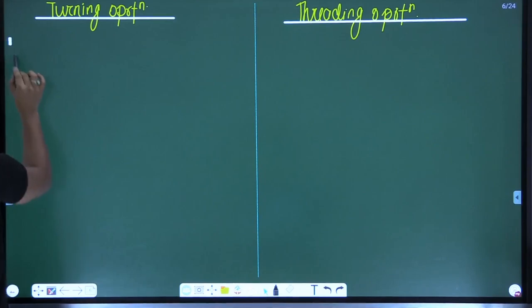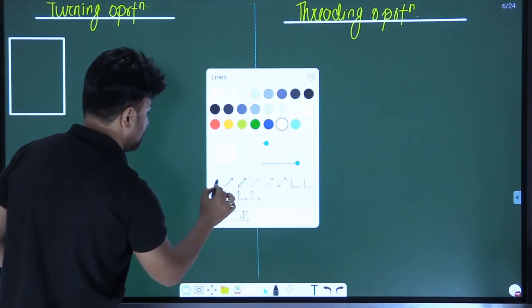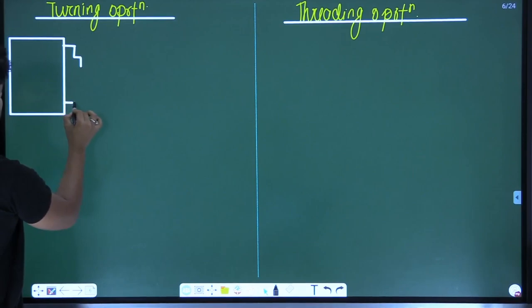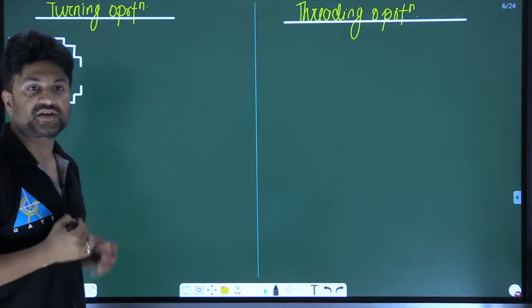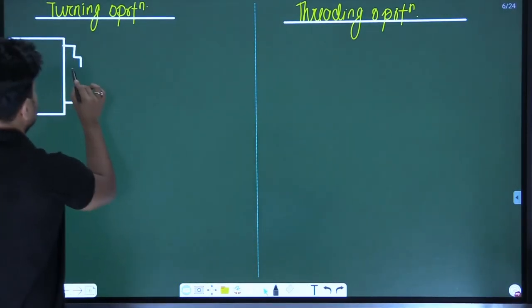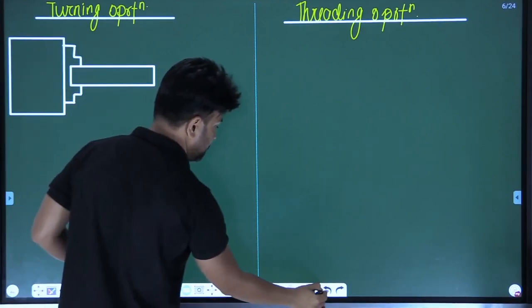Now you can see this is a headstock. On the headstock, with the help of a spindle, there will be a chuck where you can mount a workpiece. This is a chuck. Chuck is a work holding device. Simple. So you can see this is the work.